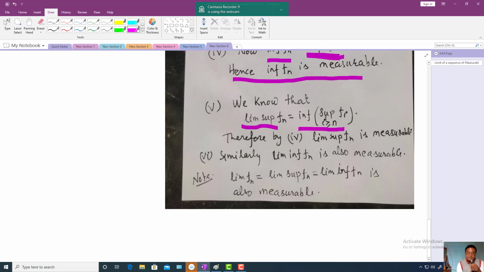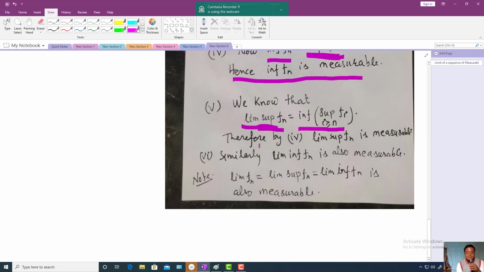Okay, so for each n you get a function here. If n is equal to 1, you get a function here. If n is equal to 2, you have a function here. So how many such functions? You have a sequence of functions up to infinity. For that you take infimum. The infimum is measurable. It was discussed in what? Case number 4. Therefore this is measurable. That means what? Limit supremum is measurable.